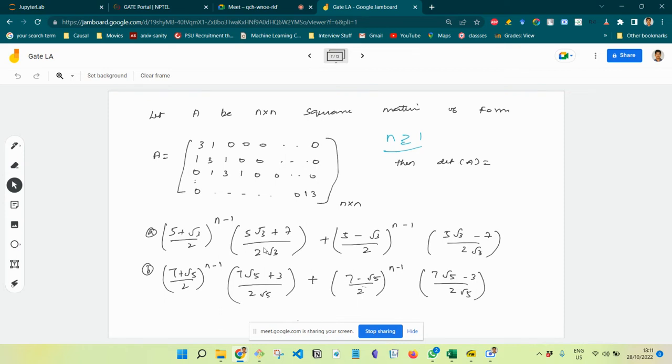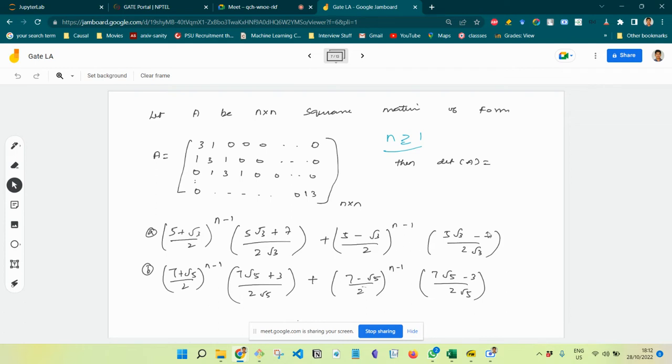Right? For example, let me solve what happens when you substitute n equal to 1 in option A. When n is 1, 1 minus 1 is 0, and anything to the power 0 is 1, right? So the first term will vanish. Similarly, the first term after the plus also will vanish, right? Now, what you have is 5 root 3 plus 7 by 2 root 3, plus 5 root 3 minus 7 by 2 root 3, right?